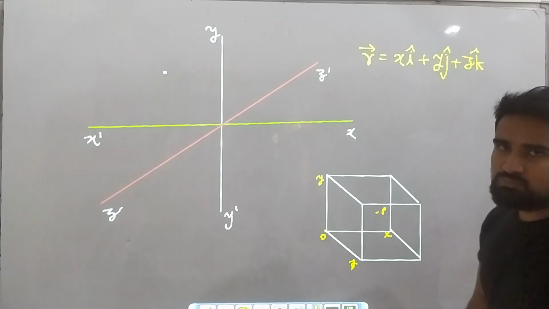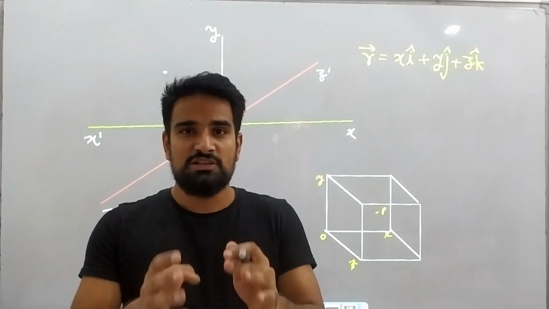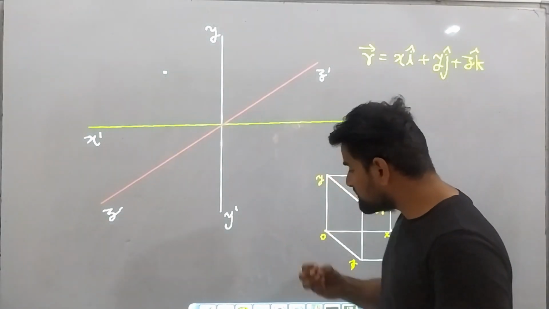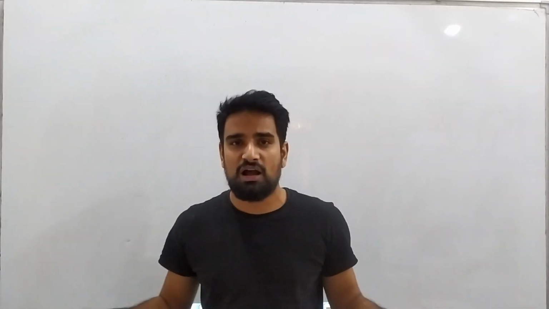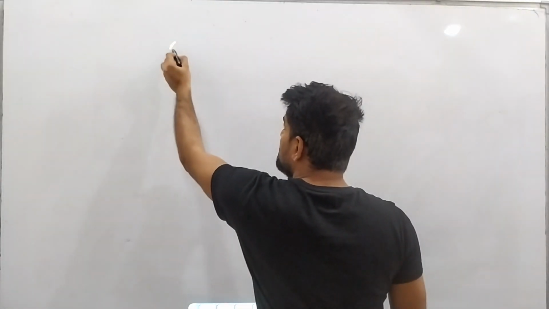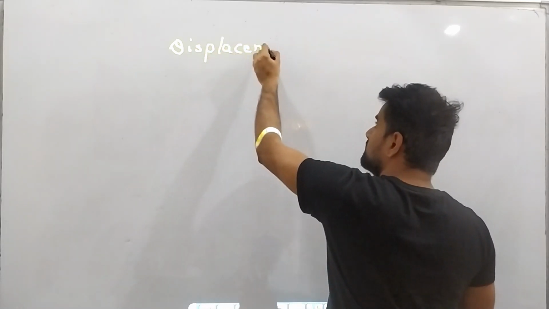Now let's move to the next step and find out what the other type of vector is. The next type of vector is the displacement vector. How do we represent a displacement vector? Let's find it out. So first of all, we are learning the displacement vector. It is a type.